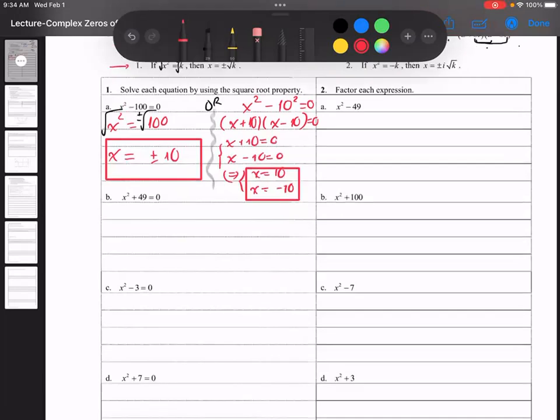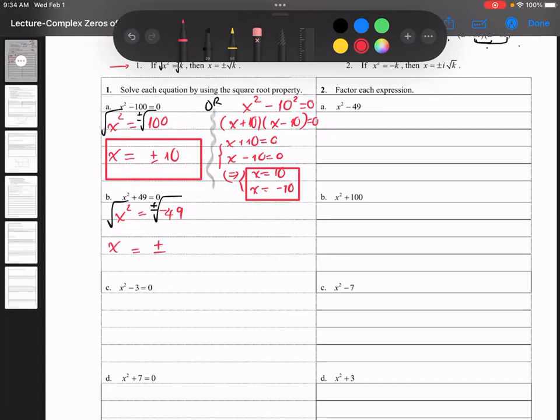Anyone have an answer for B yet? Very good. So x squared equals -49. Square root both sides, plus and minus. Let me write it slowly.